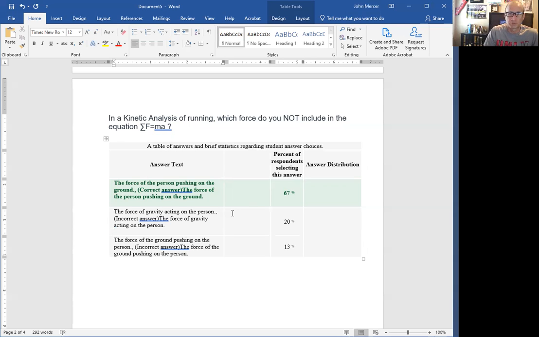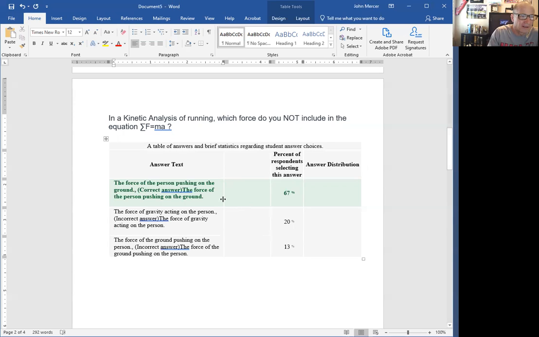Equal and opposite, push on the ground pushes back on me. But to use Newton's second law, you only enter the forces acting on the object, not by the object. So that's what this question is designed to tease out. The force of the person pushing on the ground.